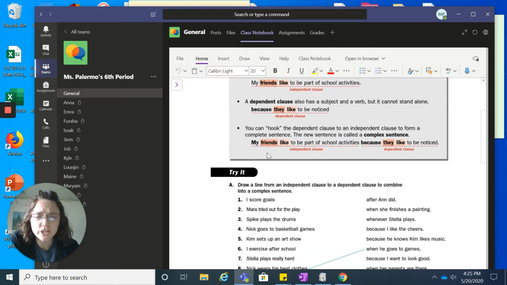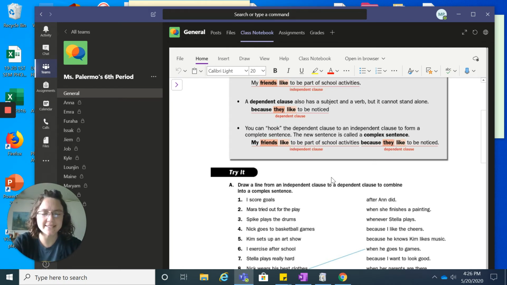Okay. So now we're going to talk about hooking these two things together, because that's how you're going to make really interesting, complex sentences, which a lot of you do already when you speak. We're going to see it more in your writing now. So you can hook a dependent clause to an independent clause to form a complete sentence. The new sentence is called a complex sentence. If something is complex, it's hard to understand. It has a lot of parts to it. A complex sentence, same thing.